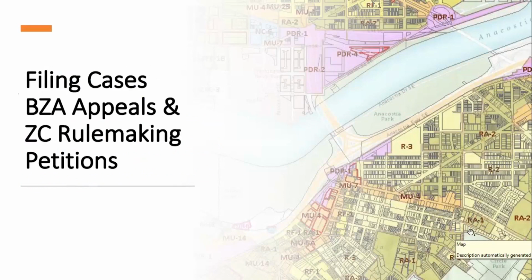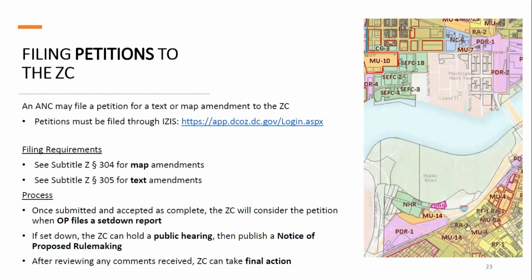So filing cases, BZA appeals, and Zoning Commission rulemaking petitions. Filing petitions to the Zoning Commission. The ANC may file a petition for a text or a map amendment to the Zoning Commission, and all of our petitions are filed electronically.